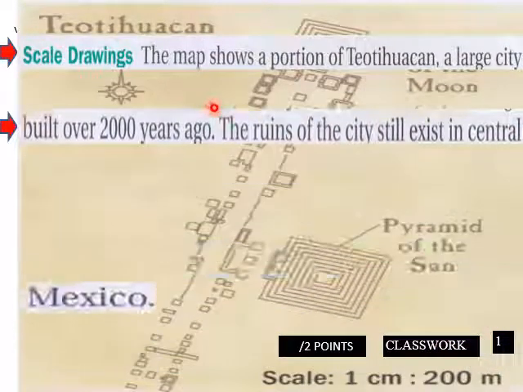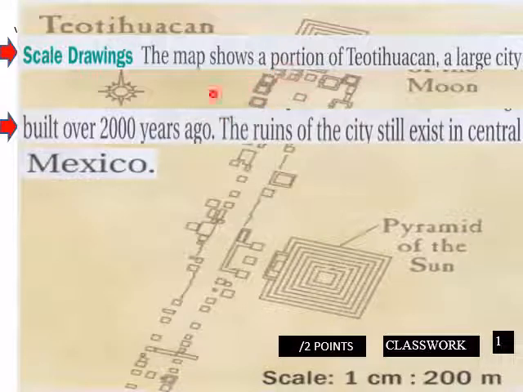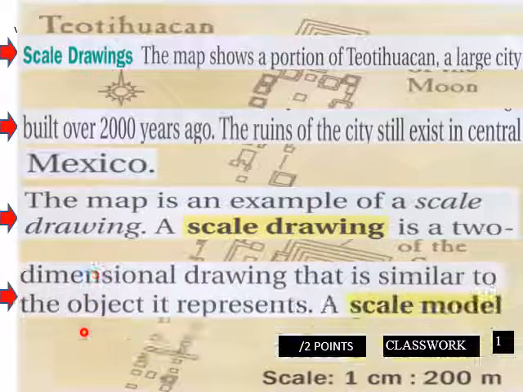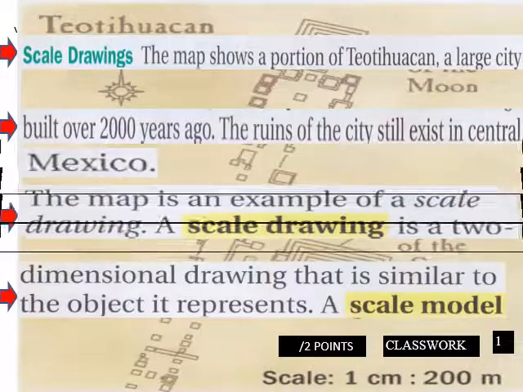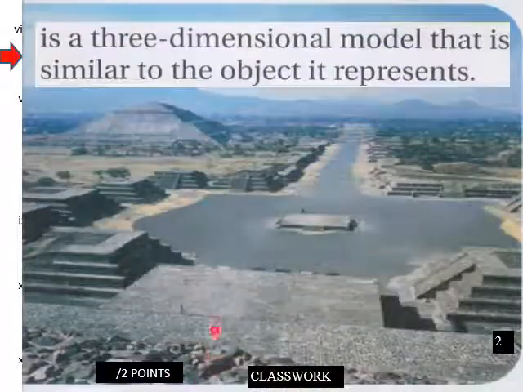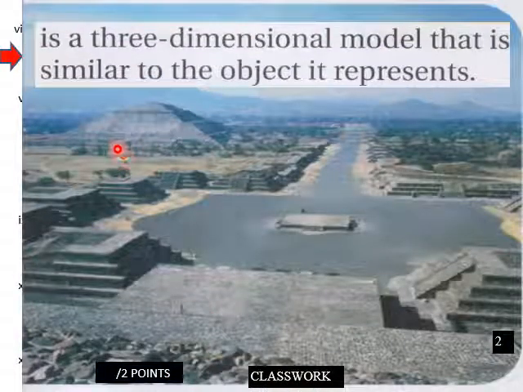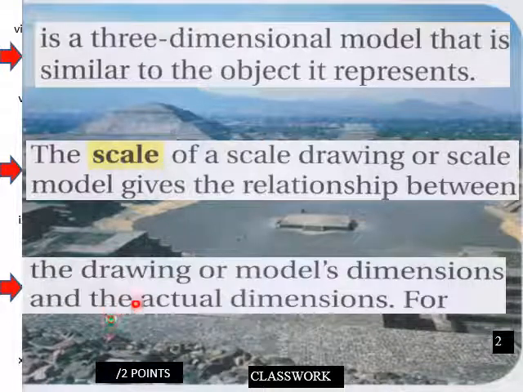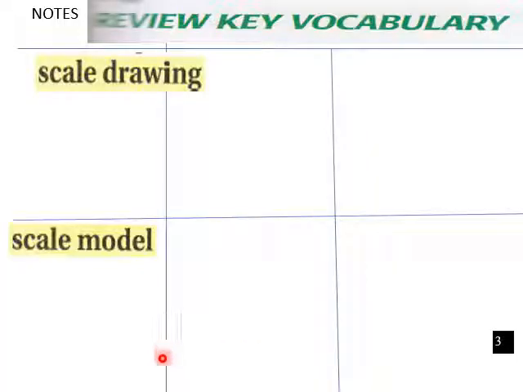The map shows a portion of Teotihuacan, a large city built over 2,000 years ago. The ruins of the city still exist in central Mexico. The map is an example of a scale drawing. A scale drawing is a two-dimensional drawing that is similar to the object it represents. A scale model is a three-dimensional model that is similar to the object that it represents. The scale of a scale drawing or scale model gives a relationship between the drawing or model's dimensions and the actual dimensions.